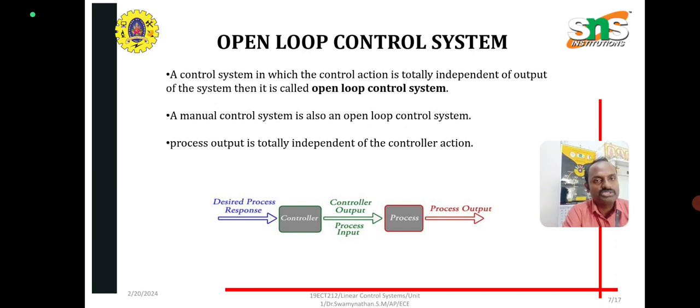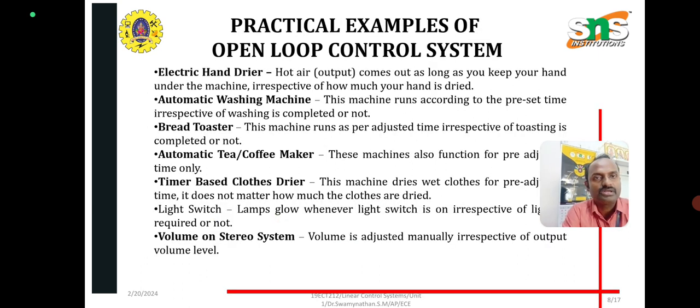Now the open loop control system. The desired process response is given to the controller, and the controlled output or process input is given to the process. Again the process output will come from the process. That is called the open loop control system. Its control action is totally independent of the output of the system. The manual control system is also an open loop control system. The process output is totally independent of the control action.